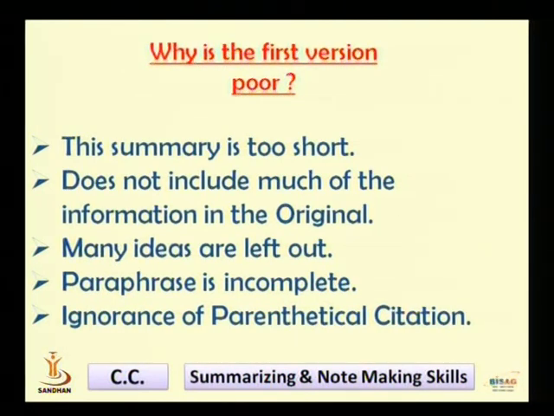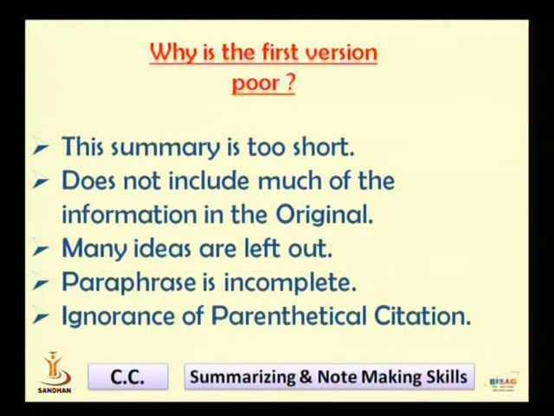See here, the student has not quoted anything as the writer has given it. So we conclude that the paraphrase is incomplete. The main idea which the student should have got from the skimming, scanning and careful reading is absent somewhere down the line. Now again, there is ignorance of parenthetical citation.